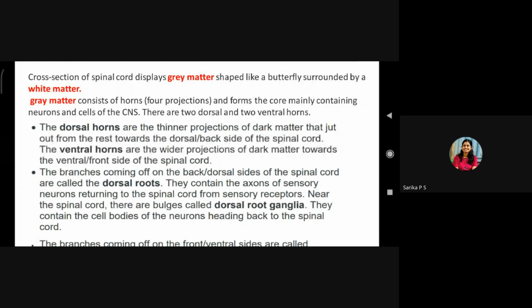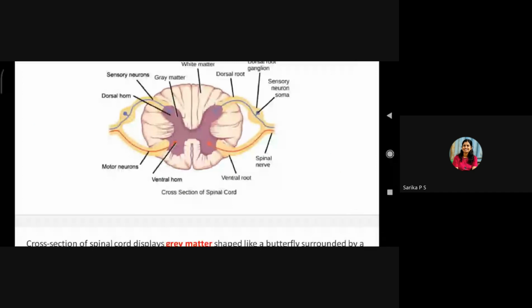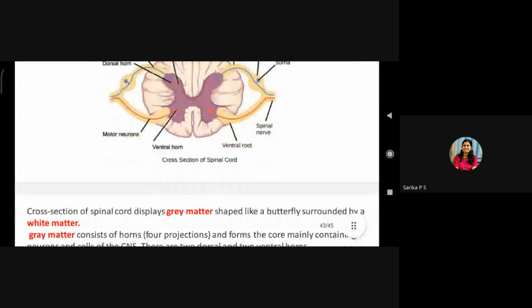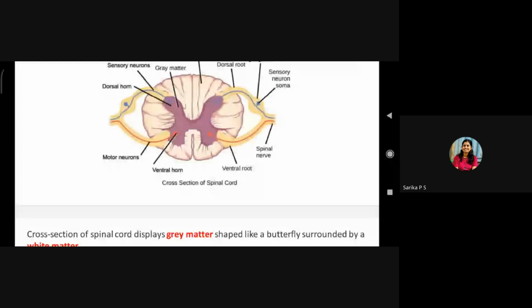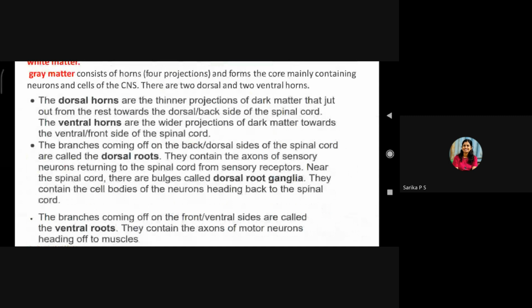So what this point is trying to tell you is that dorsal horns are a bit narrower in comparison with ventral horns. Okay, you can see in this picture too. And dorsal roots are connected with sensory neurons. Ventral roots are connected with motor neurons. Okay. Now, the branches coming off on the back or dorsal side of the spinal cord are called dorsal roots.